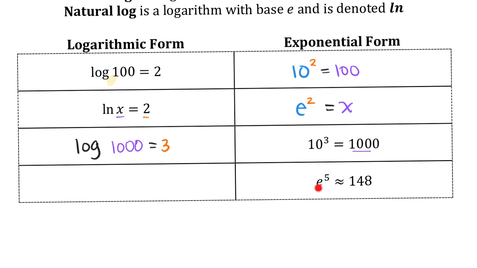Okay, last one. It says e to the 5 is 148. The base is e. If the base is e, instead of writing log, I'm going to write ln. Then ln of 148 is equal to the exponent. The exponent is 5.